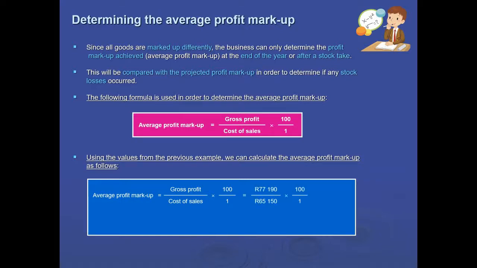So using the values from the previous example, we can calculate the average profit markup as follows. The gross profit we had was 77,190 and the cost of sales 65,150. We multiply by 100 over 1 to obtain a percentage of 118.5%. If the projected markup was 120%, then stock losses would have occurred because 118.5 is a bit less than the 120%.